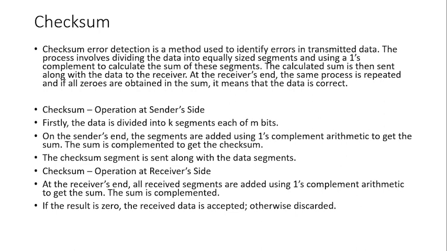So checksum error detection is the method used to identify the error in transmitted data, and the process involves dividing the data into equal sized segments and using 1's complement. So I am going to find the 1's complement here. The calculated sum is then sent along with the data to the receiver. At the receiver end, the same process is repeated, and if all zeros are obtained in the sum, it means that the data is incorrect, right?